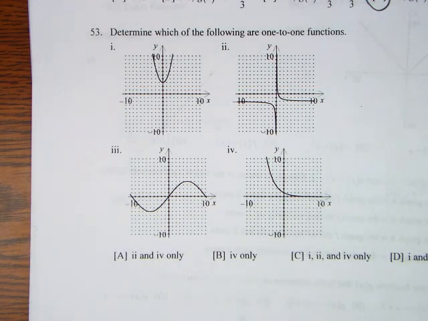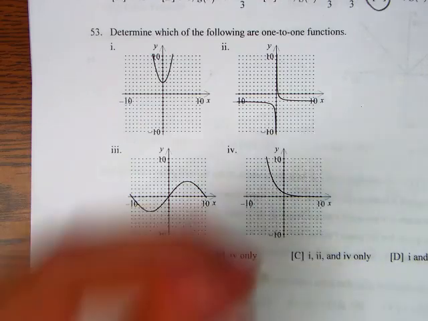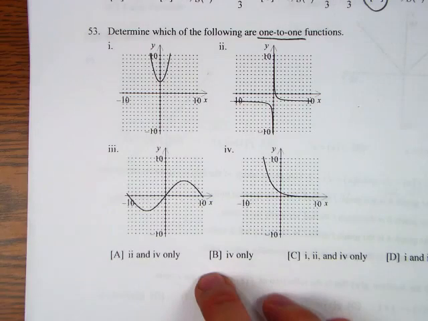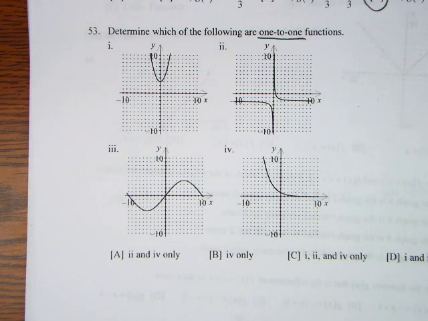Number 53, determine which of the following are one-to-one functions. When it says one-to-one functions, that's the key thing here. A one-to-one function means it has an inverse function. If it has an inverse function, that means it'll be able to pass the horizontal line test.